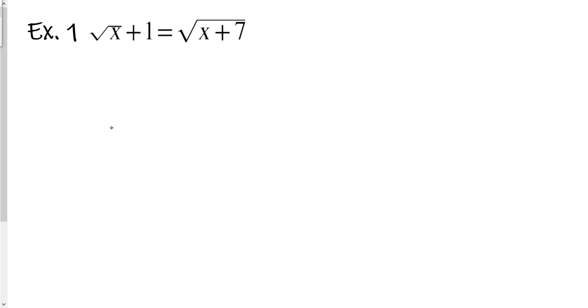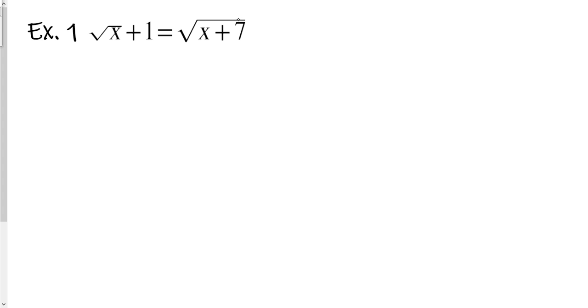So the first one we have here is example 1, where we have the square root of x plus 1 equals the square root of x plus 7. You can see this is going to be one of the advanced problems because we have a square root over here on the left and a square root over here on the right, but I can't exactly just square root both sides and get rid of both of the square roots. All right, so what do I need to do? I need to get rid of one of the square roots.